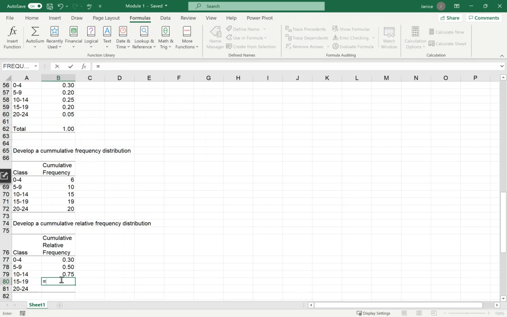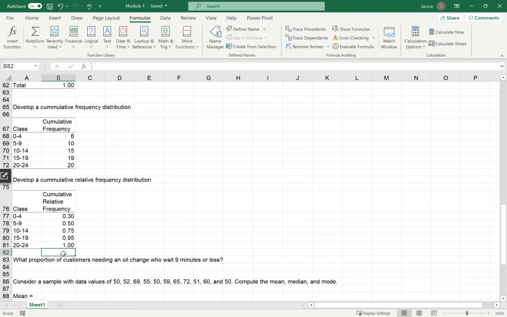And I can always say, if I don't want to get my math all mixed up, I could do it that way. Then another 5, which gives us 1 for 100%. So we're asked what proportion of customers needing an oil change waited 9 minutes or less. Well, I kind of gave you that, right? So 9 minutes or less is going to be 50%.